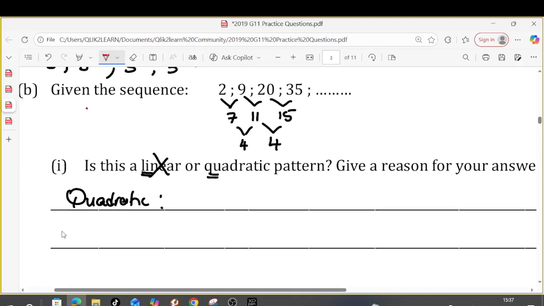Why? Because it has the second constant difference. Guys, if you just say constant difference, it's wrong. Make sure that you include the words second constant difference. Are you all with me on that?